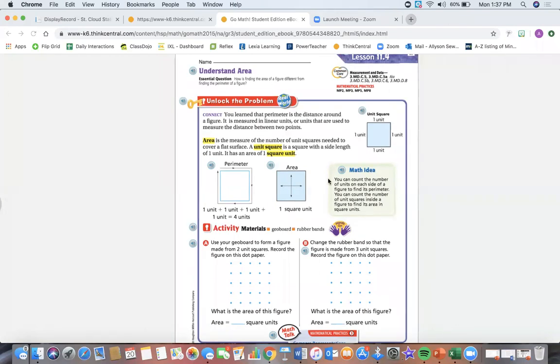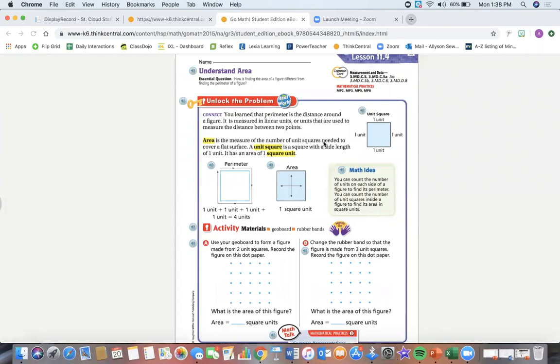All right, so we are doing area. Area is the measure of the number of square units needed to cover a flat surface. So it's basically what's inside of the shape, the amount that's inside of the shape, whereas perimeter was the distance around the figure.